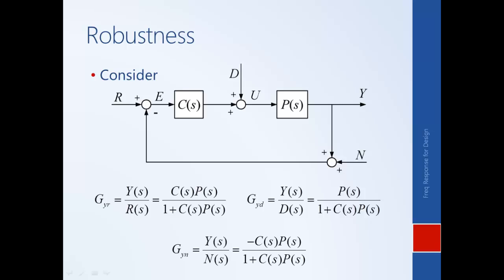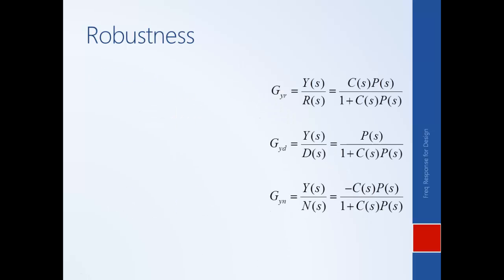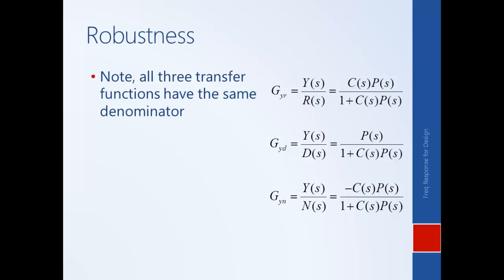The closed loop transfer function from n to y is negative C times P divided by the quantity 1 plus C times P. So looking at these three transfer functions, you'll notice a few things. One, all three transfer functions have the exact same denominator. So that means the closed loop system for each of those three inputs has the same poles, presuming no pole zero cancellations. In fact, the transfer function from R to Y and the transfer function from N to Y are identical, except for the negative sign.